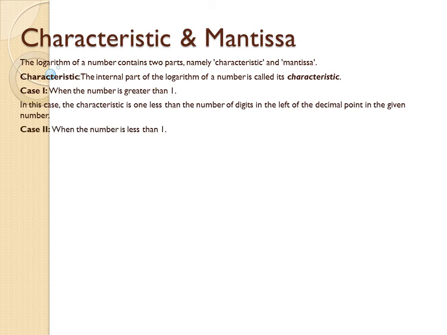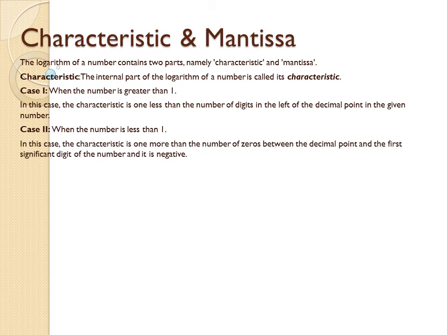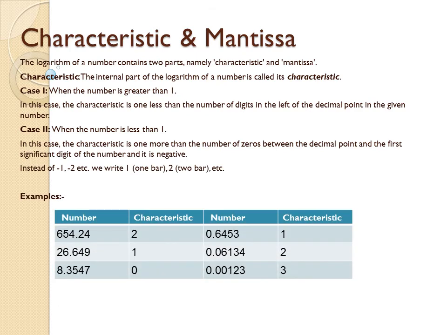And case 2, when the number is less than 1. Number greater than 1 means 2, 3, 4, 5, that kind of thing, and number less than 1 means 0.25, 0.3694, something like that. When the number is less than 1, in this case the characteristics is 1 more than the number of zeros between the decimal point and the first significant digit of the number, and it is negative. Negative numbers we denote in the log with 1 bar, 2 bar, etc. Now let's go to the example.